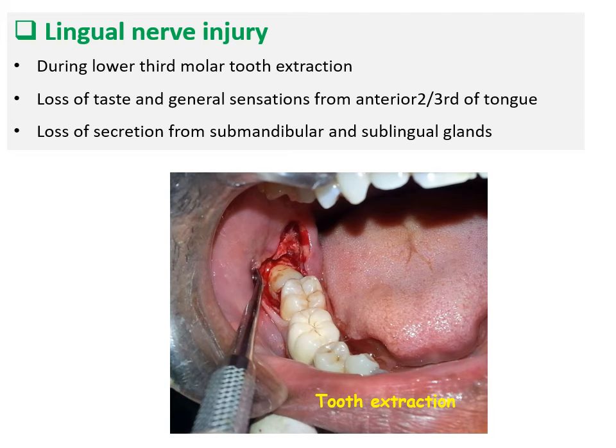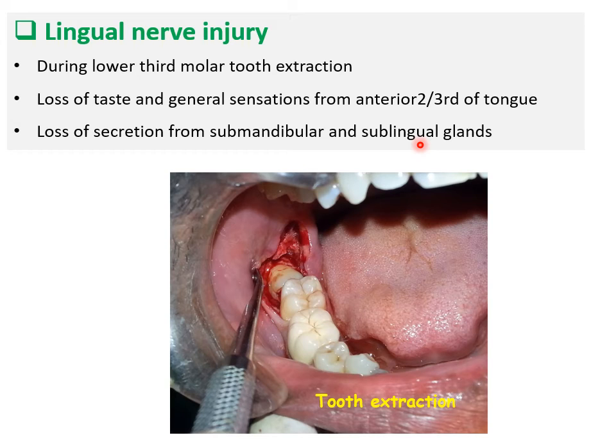The course of the lingual nerve close to the third molar tooth is very important while performing the tooth extraction procedure, because this nerve is frequently injured in this procedure. So when there is a lingual nerve injury, there is a loss of general and taste sensations from the anterior two-thirds of the tongue, and also the secretory activity of the two salivary glands will be lost.